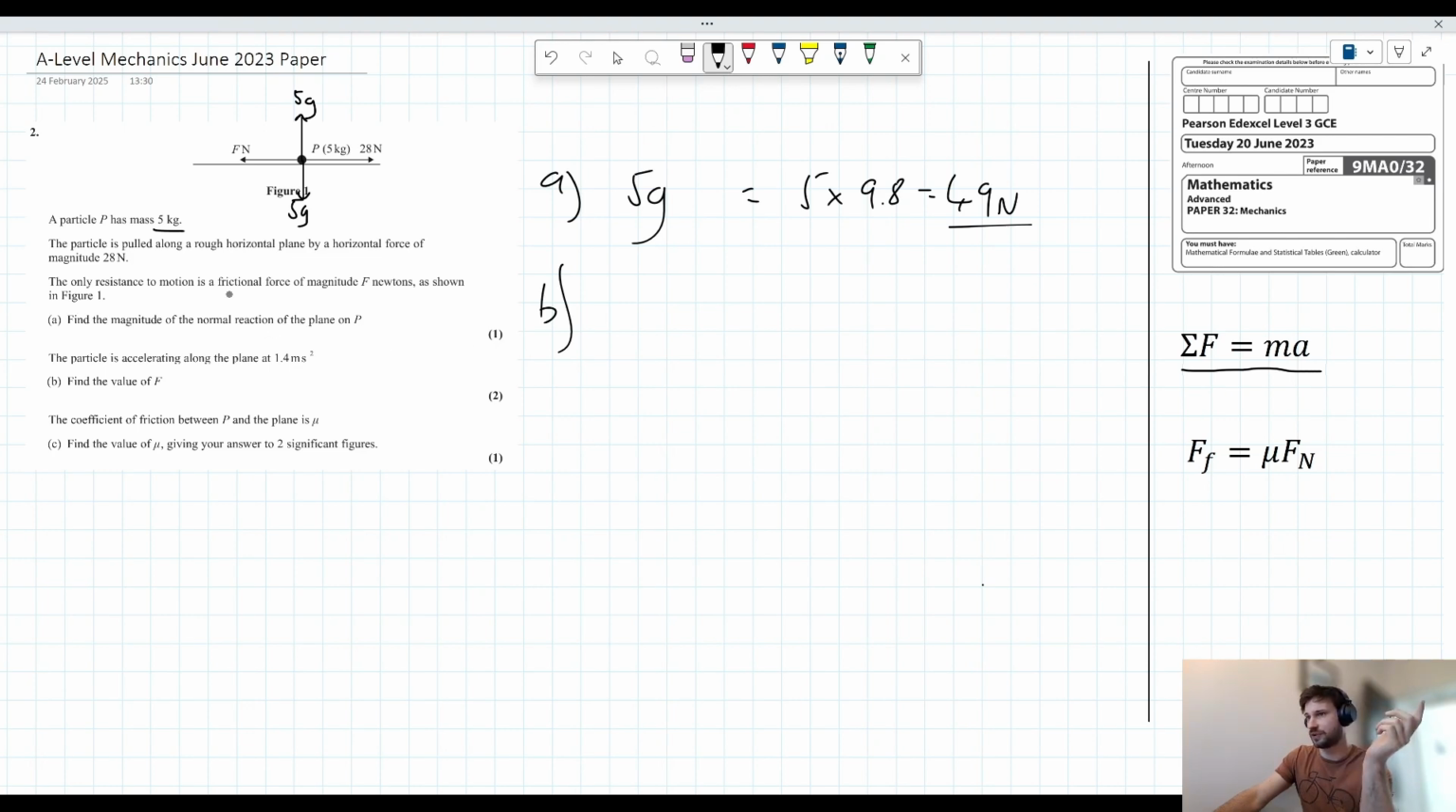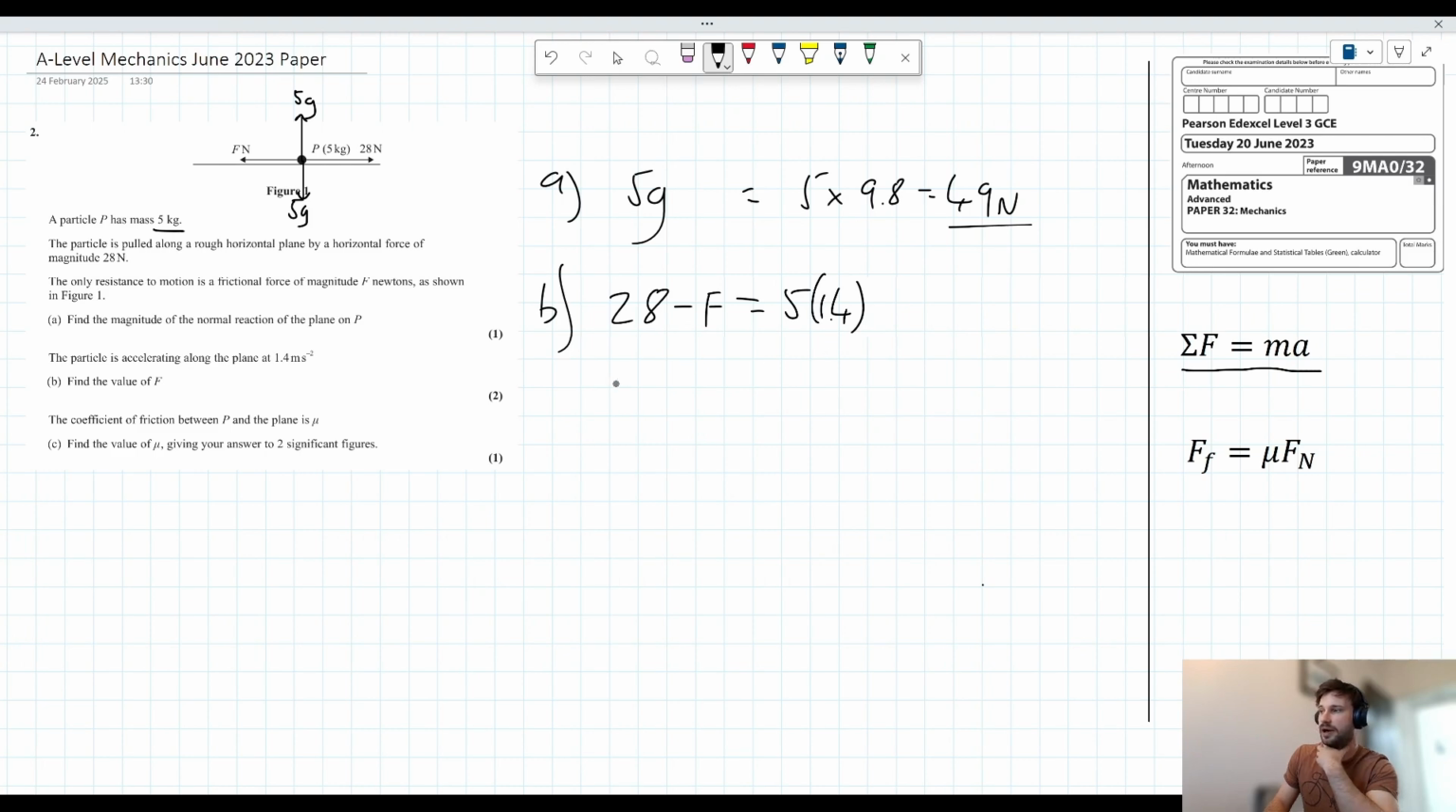So in this context, the particle is accelerating 1.4 meters per second squared to the right. So therefore, we could say 28 minus F, since that's the sum of the forces acting horizontally on our particle here. You've got 28 acting to the right, F moving to the left. 28 minus F is equal to 5 times 1.4, since that's our acceleration here.